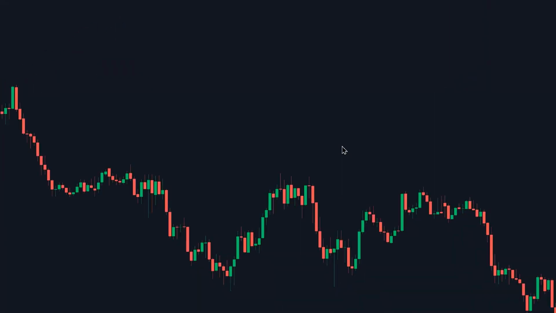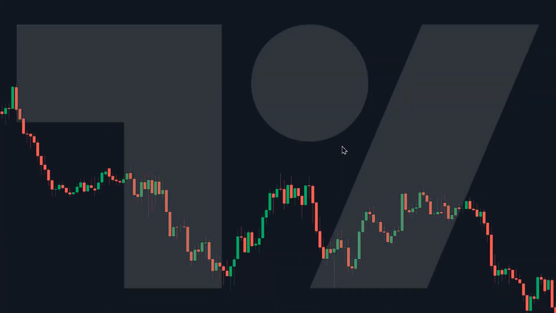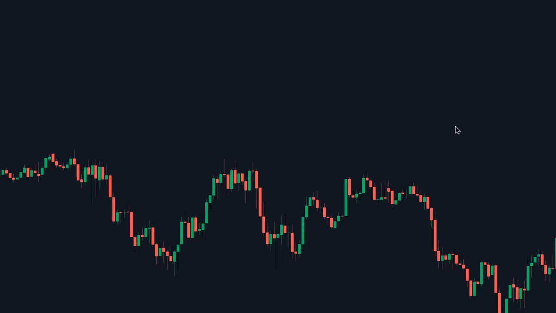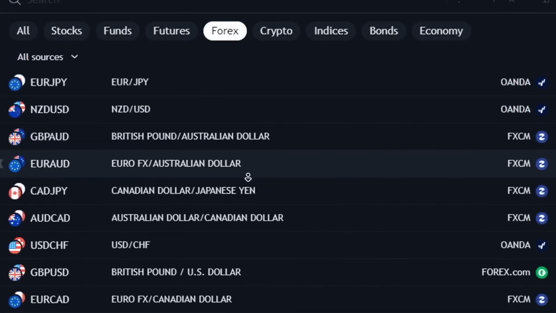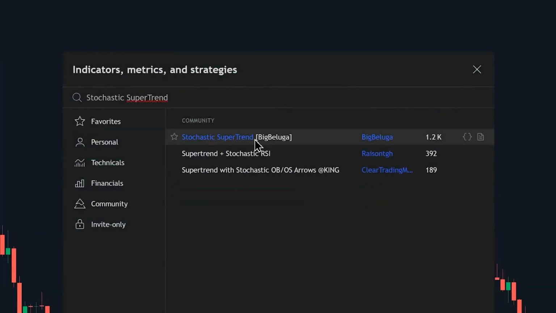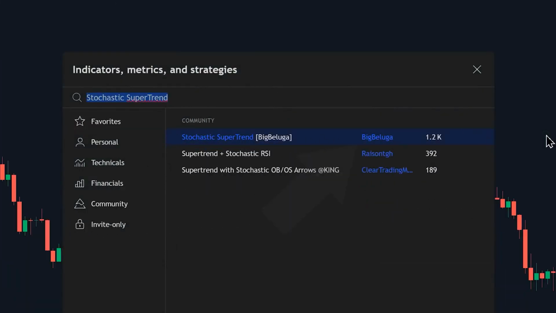Now, to get started with this indicator, you first of all want to go to TradingView, the trading platform that I'm going to be using. If you need to sign up, there's a link in the video description for you to do that. Next, you want to load any chart you like and then click on Indicators, then type in Stochastic Supertrend. It's going to be this one by Big Beluga.